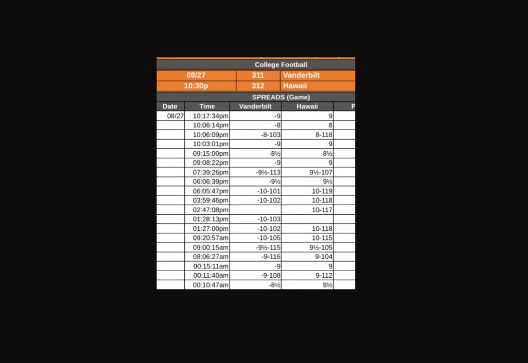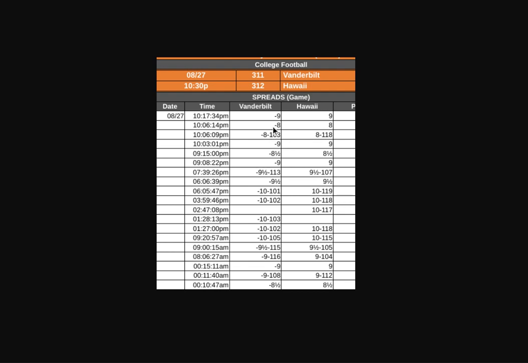Vanderbilt and Hawaii. A lot of movement in this game. Let's just look this morning, the day of the game, it was 8.5. It bumps up to 9. Now it gets up to 10. Goes down to 9.5, goes down to 9, back up to 8.5, 9. Now look here, an hour before it was at 9, then goes down to 8.